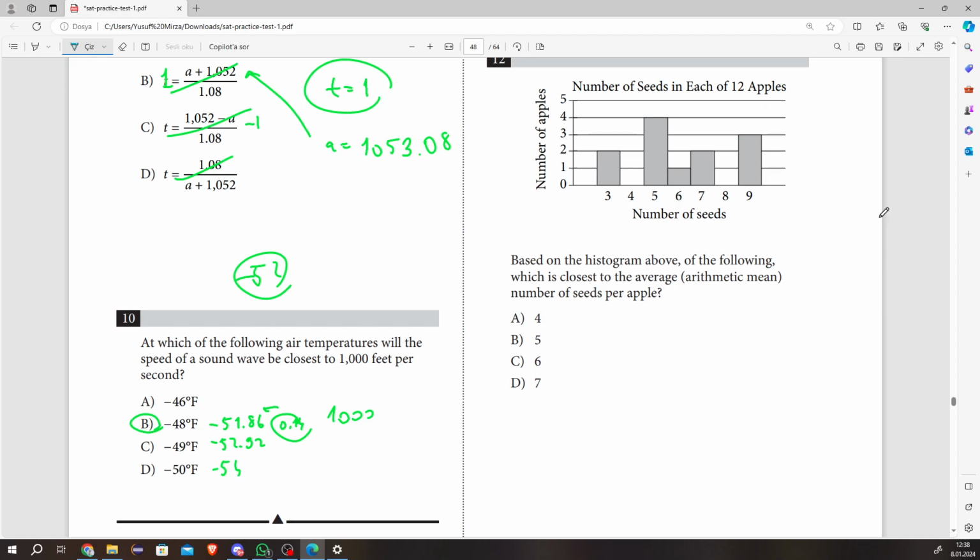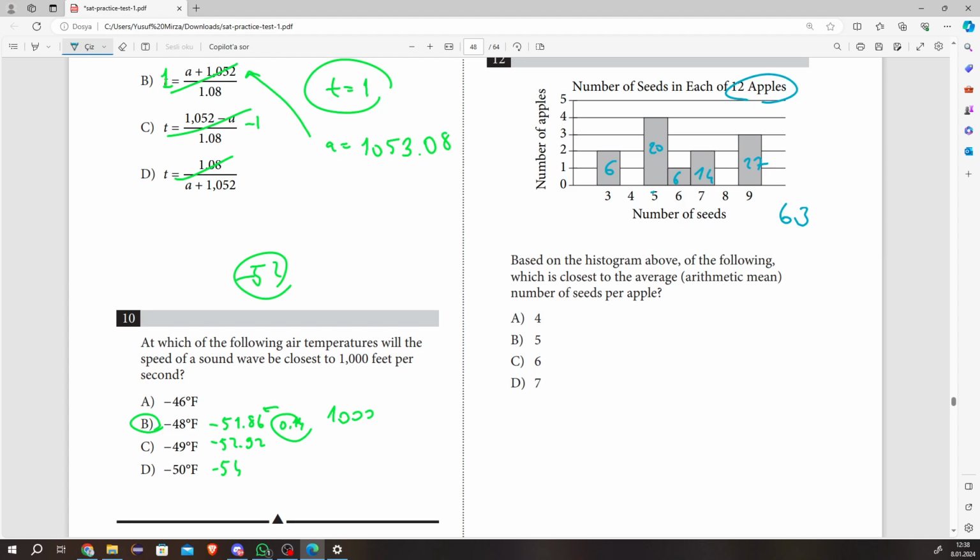Number of seeds, number of apples. Let's add them. 6. Yeah, I'm multiplying with this and this, because we should find the number of seeds, and this, and lastly let's add them together. It's 62, and we have 12 apples.